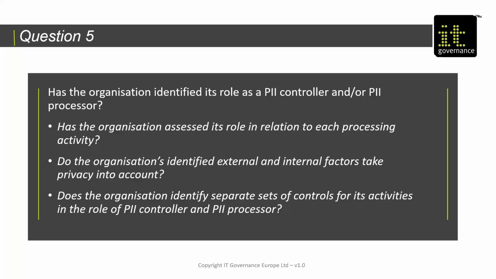So under clause 5.2.1 of 27701, an organisation must determine its role as a PI controller, a joint PI controller, and/or a PI processor. And where the organisation acts in both roles, so a PI controller and a PI processor, separate roles must be determined, each of which will have a separate set of controls. Do the organisation's identified external and internal factors take privacy into account? Has the organisation identified applicable privacy legislation, regulations, judicial decisions, contractual requirements, etc.?